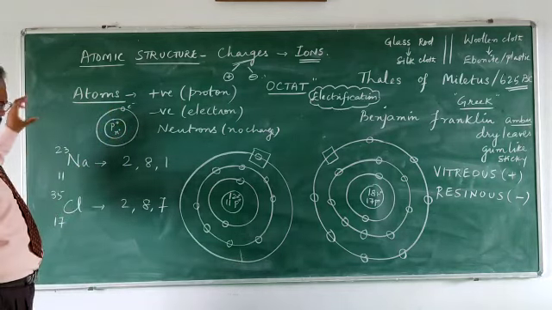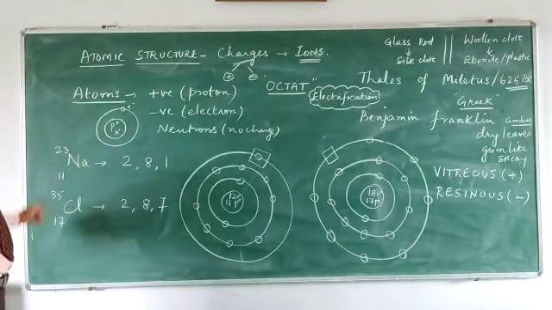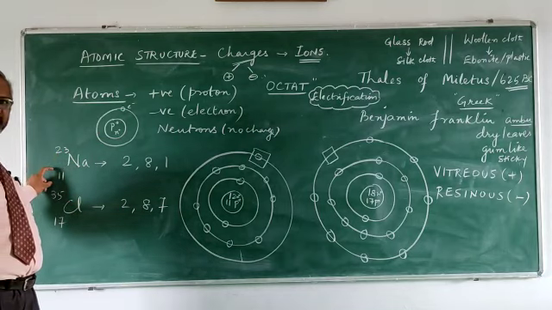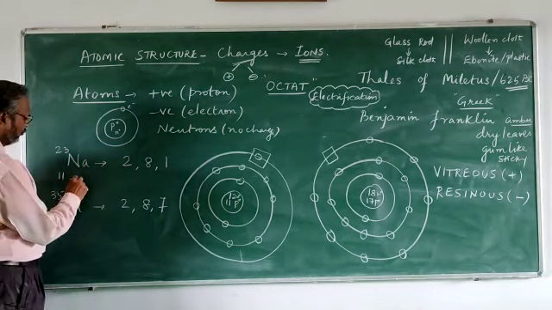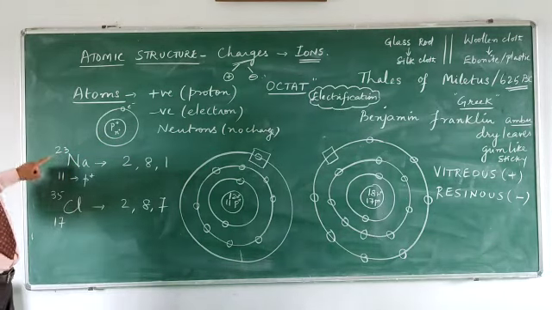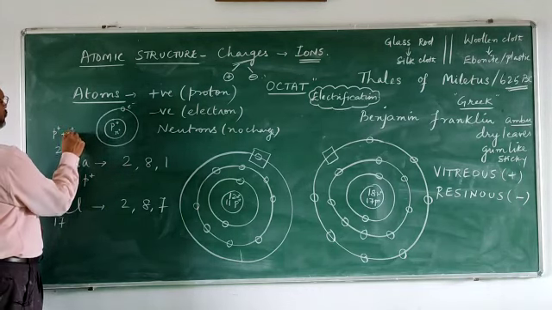Now, let us talk about a particular atom, sodium. Sodium has atomic number 11. Atomic number means number of protons, and mass number is number of protons plus number of neutrons.